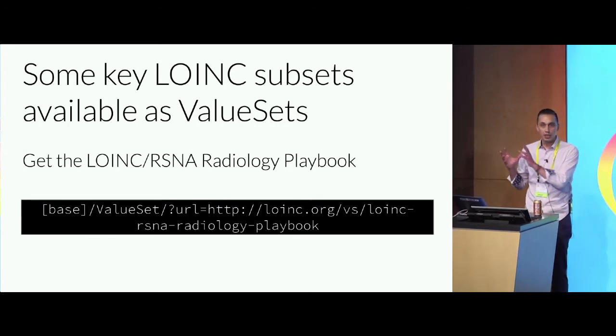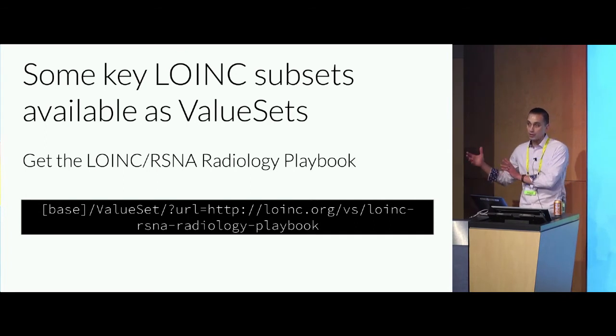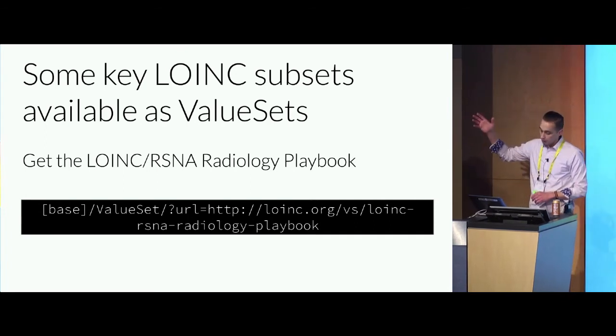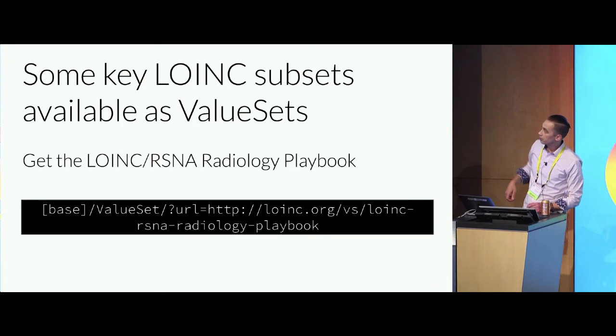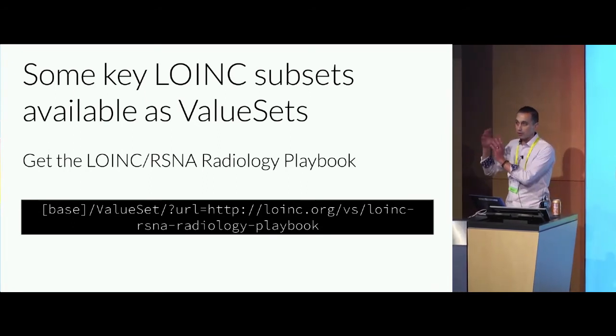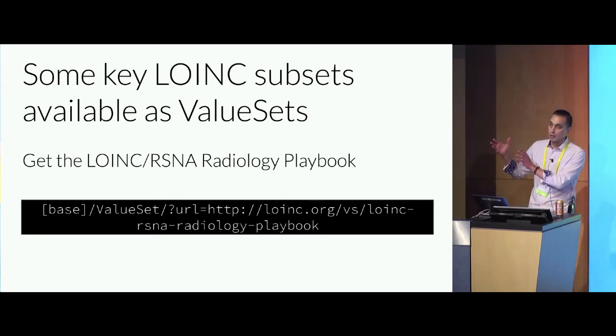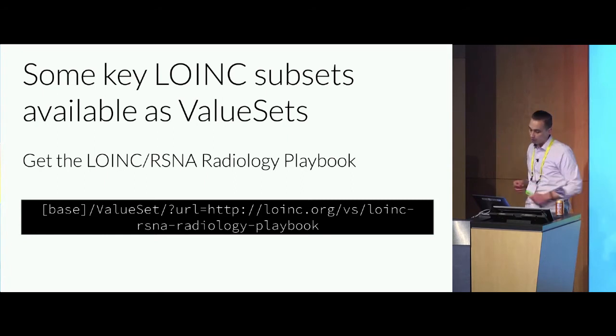We also make some key subsets of the overall LOINC terminology available as value sets. The LOINC FHIR webpage lists which ones of these, or you can query the server to get them. As one example, the subset of LOINC terms that make up the LOINC RSNA radiology playbook is one subset that you can grab all at once. You can also grab the document ontology. You can grab the top 2,000 common lab test results, et cetera.